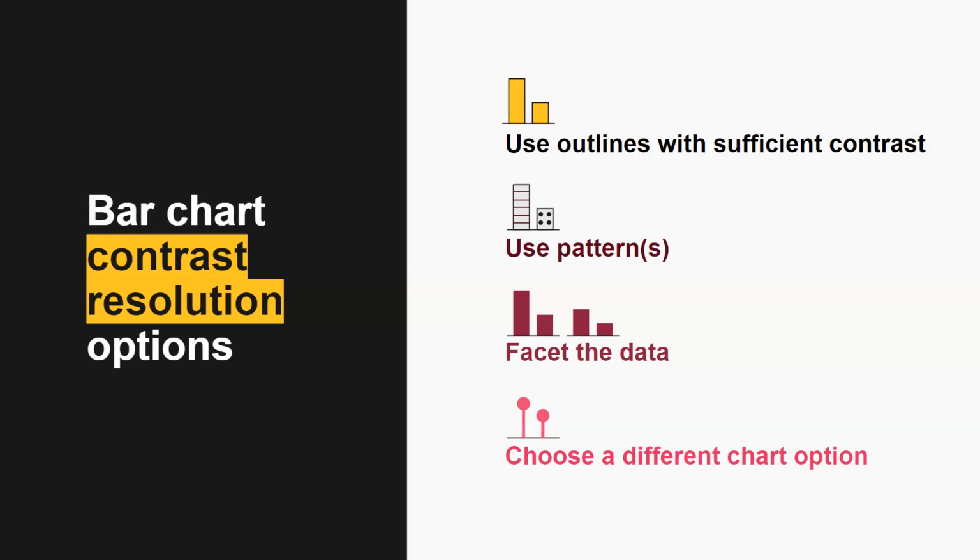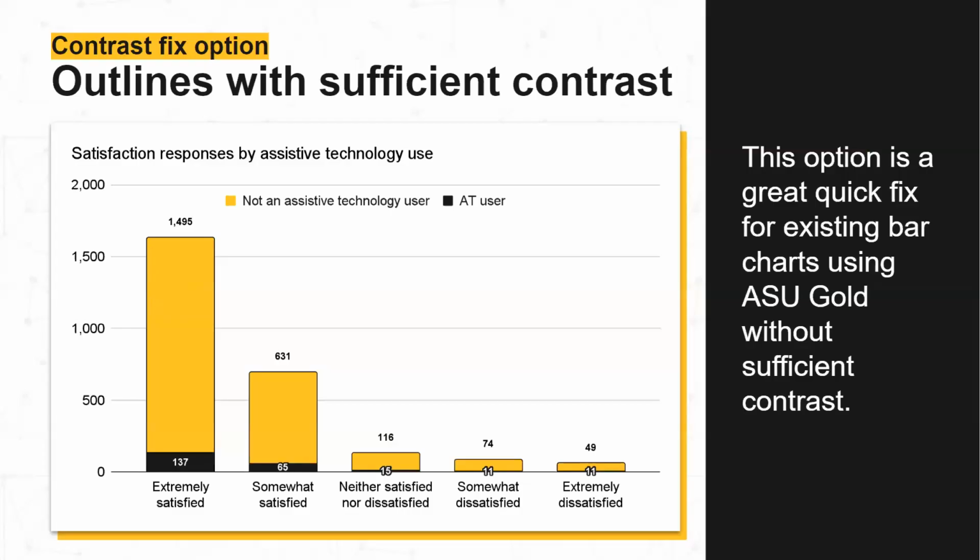And then there are a lot of different ways to resolve some of the contrast issues. One is to use outlines with sufficient contrast. Another is to use patterns. One is to facet the data. And then another one is to just choose a different chart option. So I'm going to get into these in a little bit more detail because there's nuance to all of this.